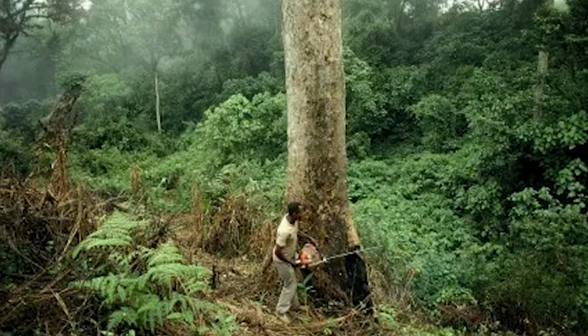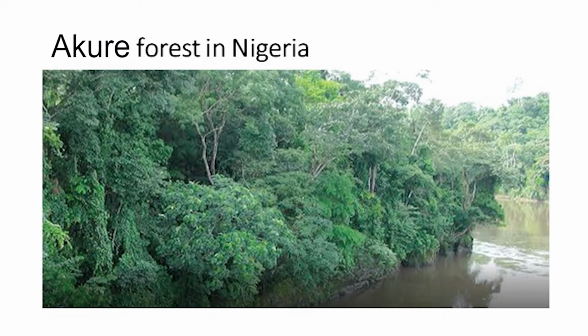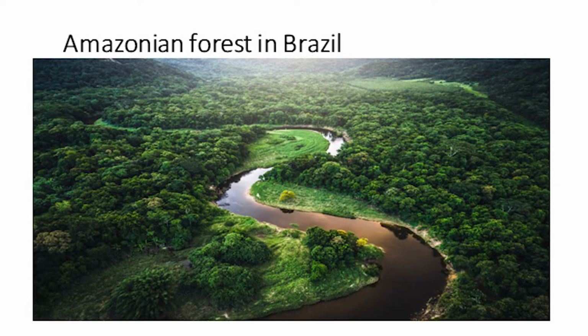Now, take note that if the tree that is to be felled is from a forest reserved area, it's very important that the feller, the person who is to cut down the tree, must be registered with the government so that he or she can obtain a permit and, of course, approval. Examples of this kind of forest I'm talking about are Akure forest in Nigeria, and also we have the Amazonian forest in Brazil.